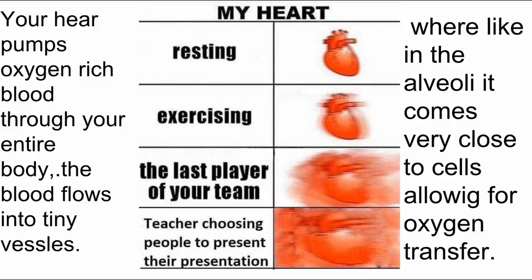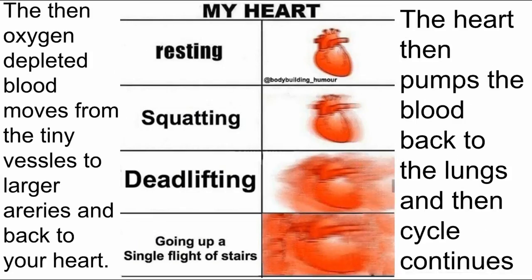So your heart pumps oxygen-rich blood through your entire body, and this flows into tiny vessels where, like the alveoli, it comes very close to cells, which allows oxygen transfer to the cells. So then oxygen-depleted blood moves from the tiny vessels into larger arteries and back into your heart, and then the heart pumps the blood back into your lungs, and the cycle continues.